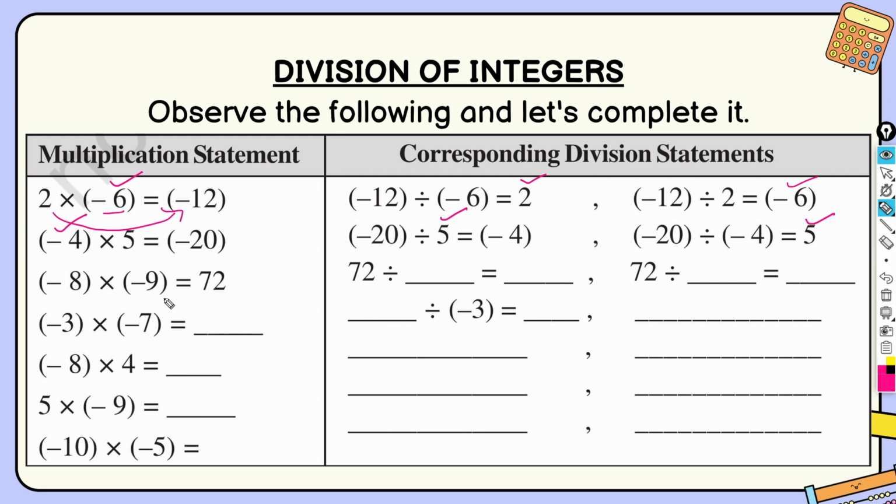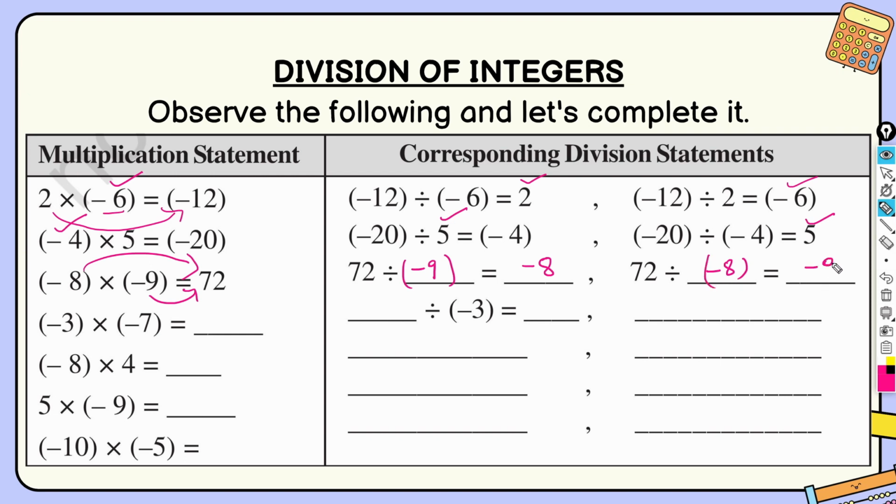Now we'll see problem number 3. Minus 8 into minus 9 is equal to 72, because minus into minus is plus, and 8 into 9 is 72. Now let us send minus 9 to the right side. This becomes 72 by minus 9, so the answer will be minus 8.